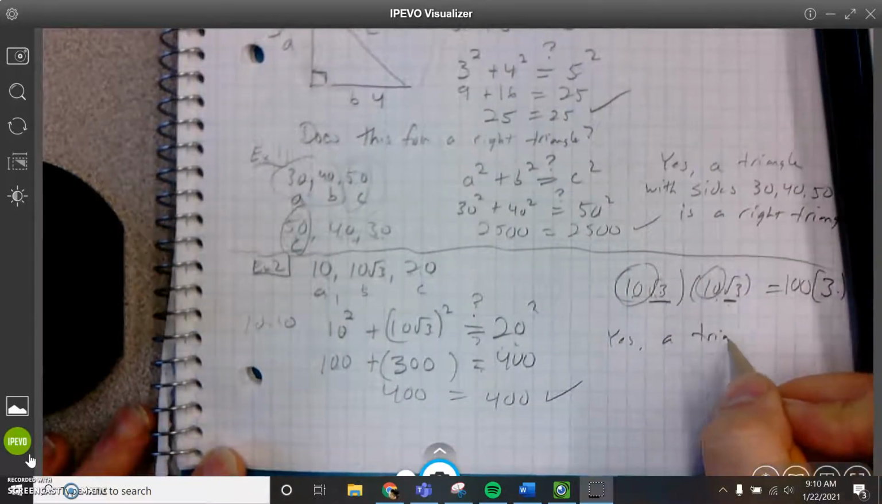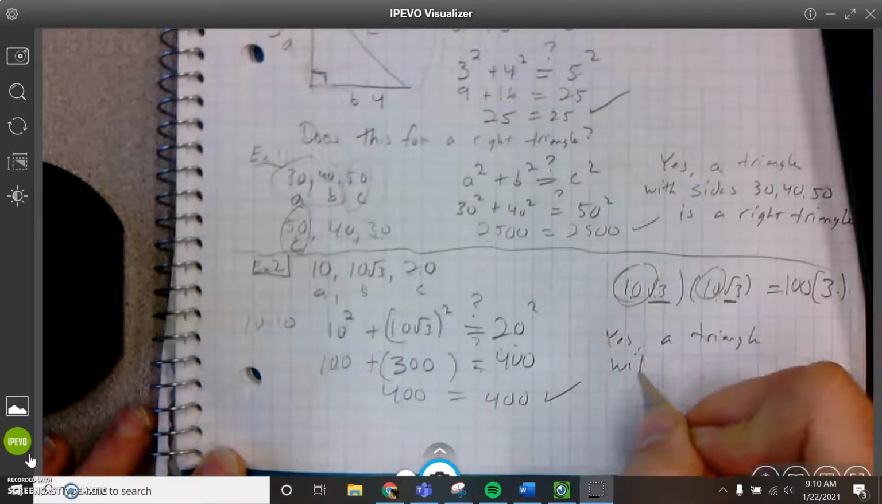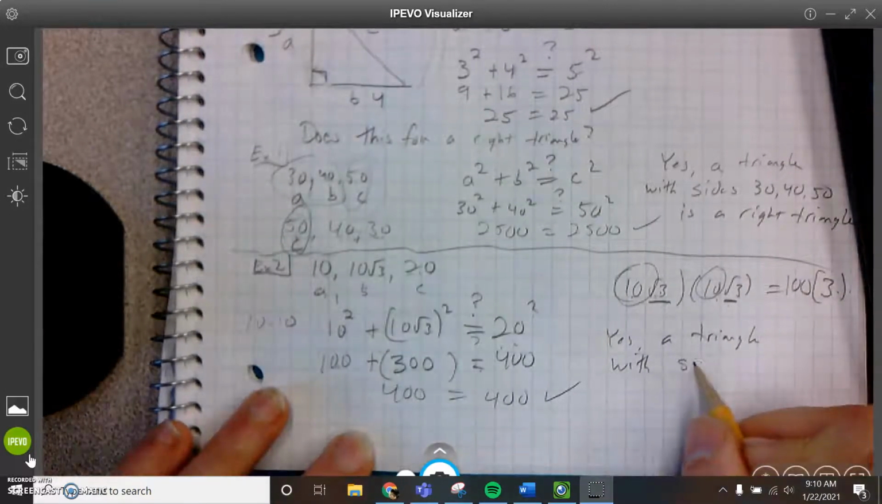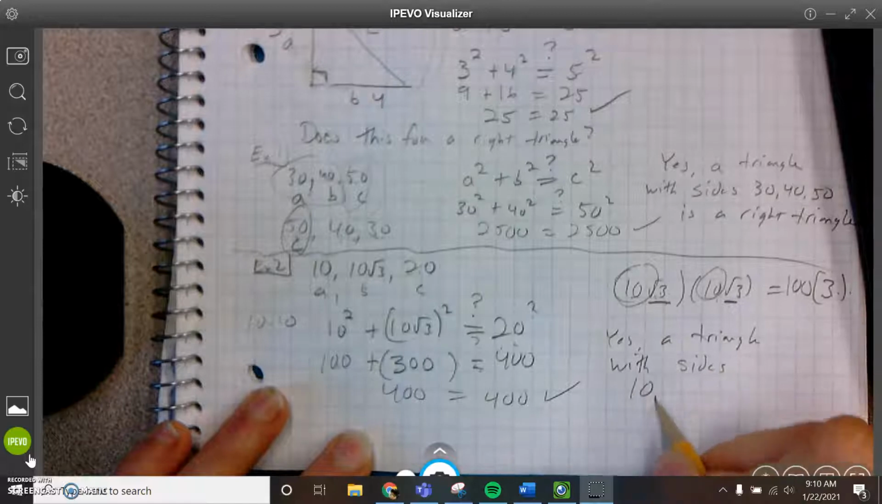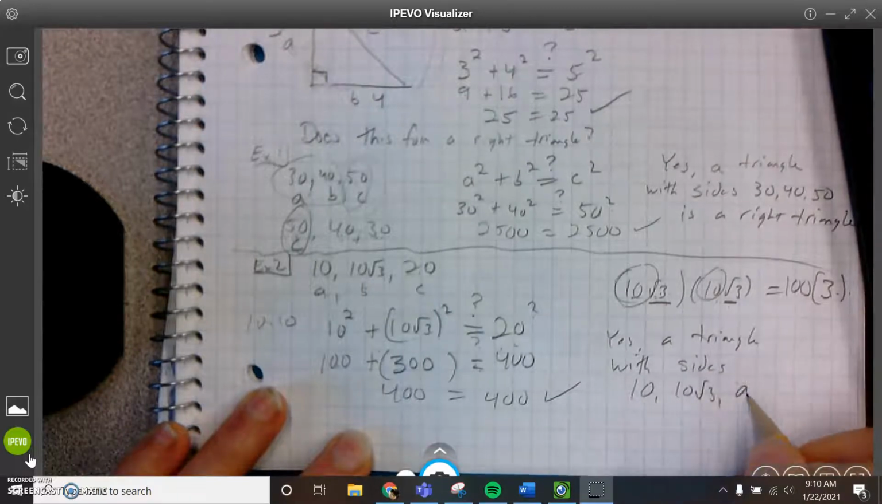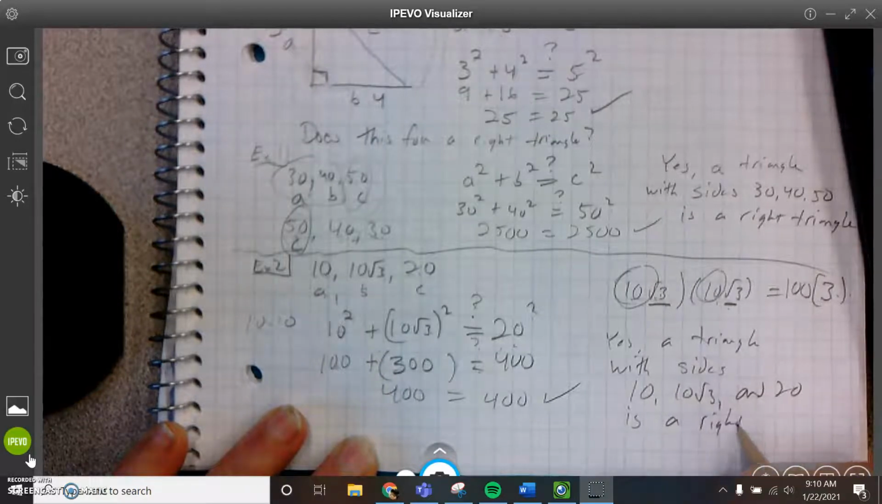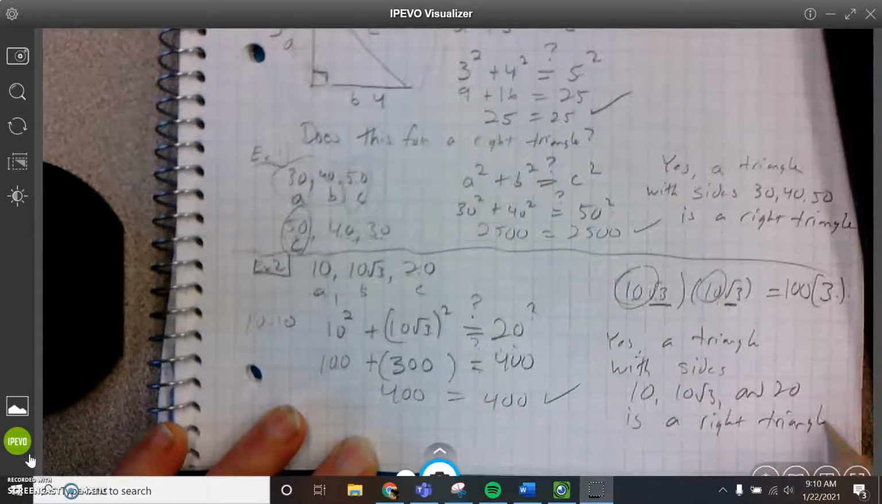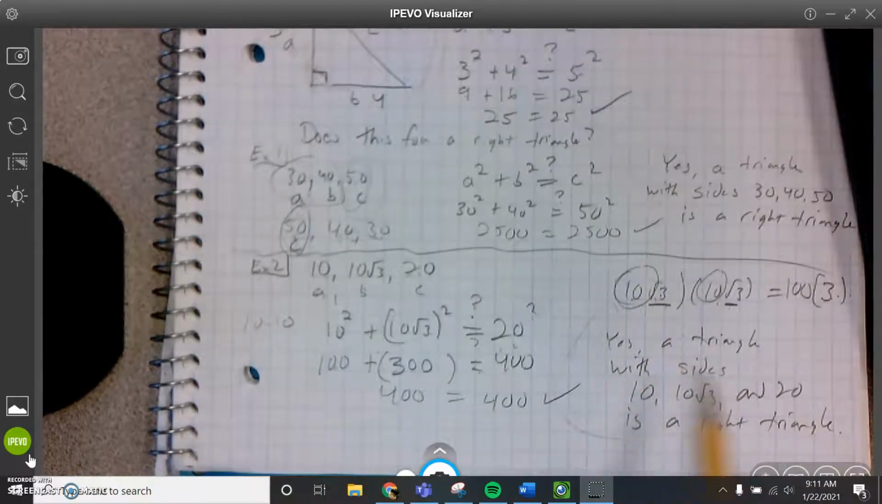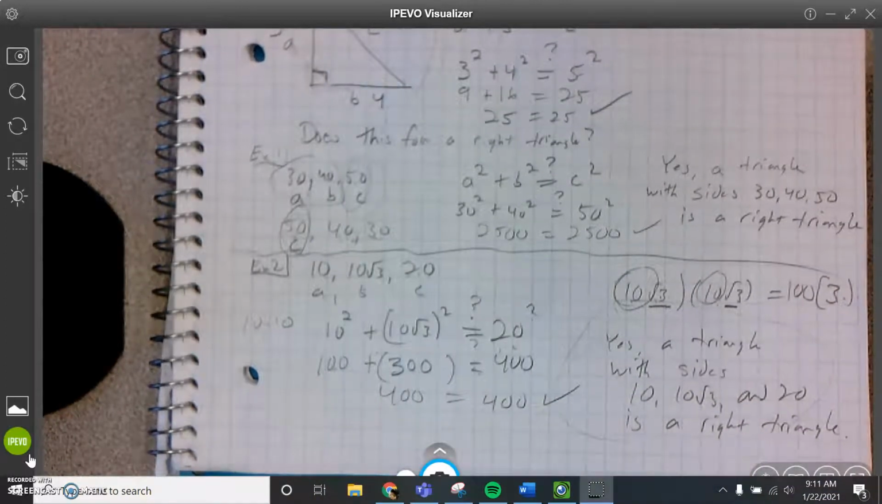Yes, a triangle with sides 10, 10 radical 3, and 20 is a right triangle. Practice doing that because you have to do that for the EOC. You have to justify your answer, show your work, etc. So it's good to practice those things.